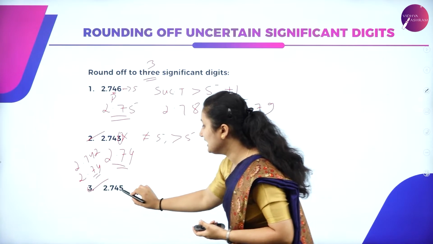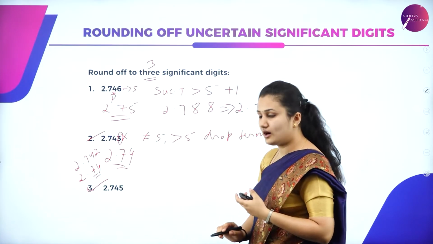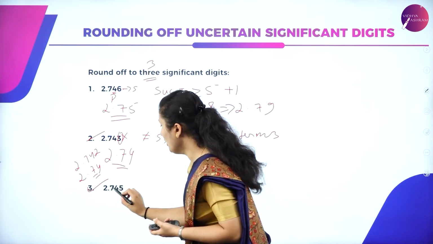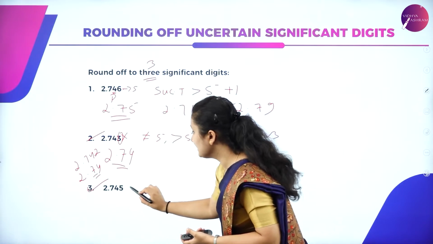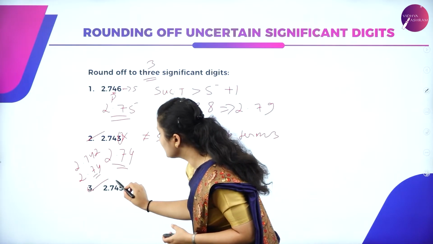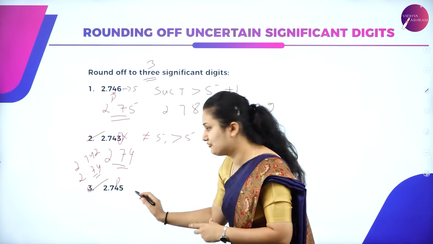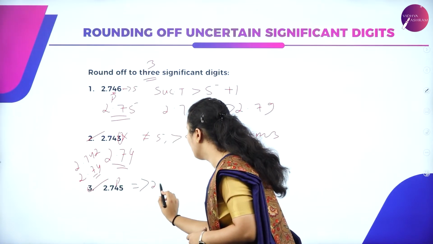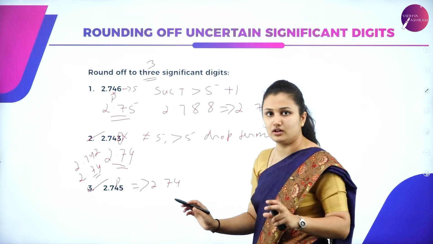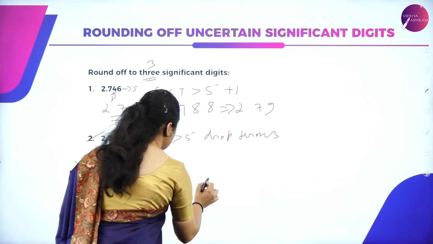In case it is equal to 5, what happens? 2.745. If it is equal to 5 and the preceding term is even, we will drop the 5. It will only be 2.74. That's all.